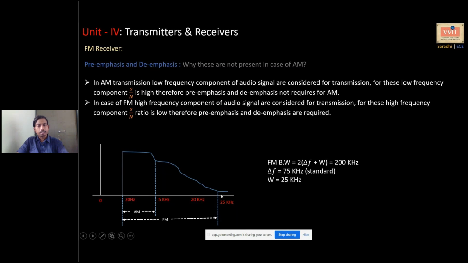So this is the FM signal, FM bandwidth. SNR is good over here, but SNR is very poor over here. These are to be boosted up on the transmitter side before modulation, and the same range of frequency components are to be attenuated on the receiver side after demodulation. So this is what happens in transmitters and receivers.